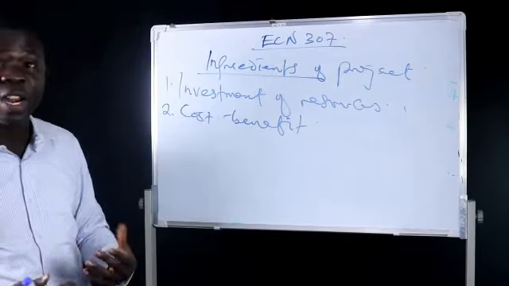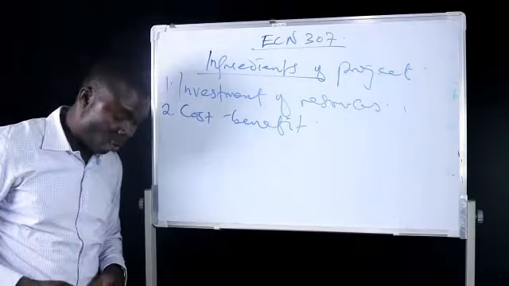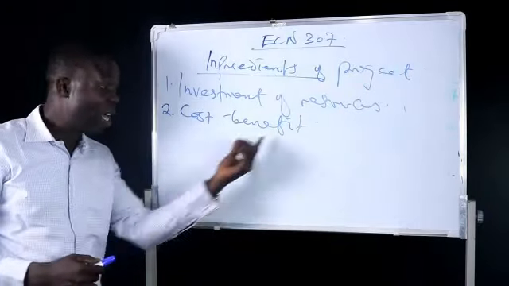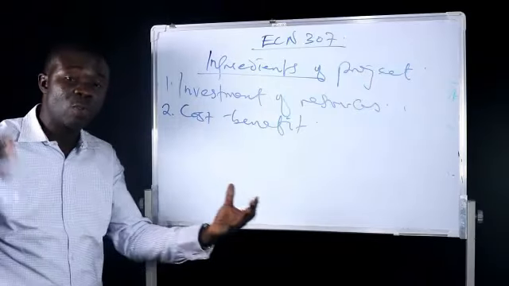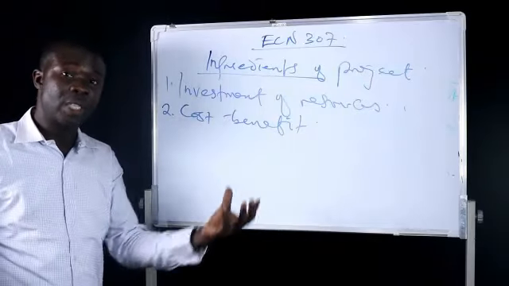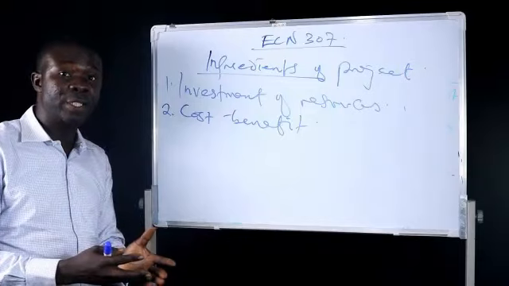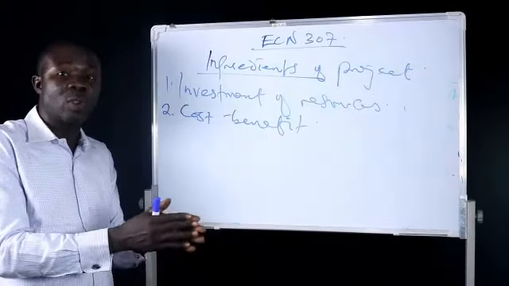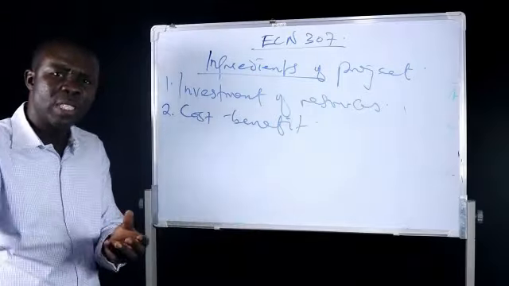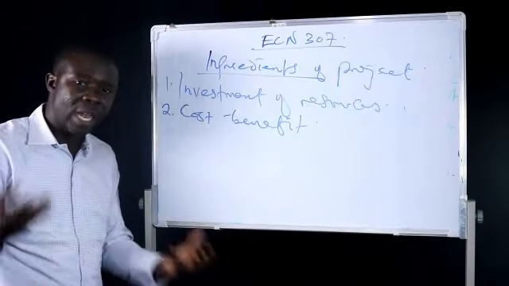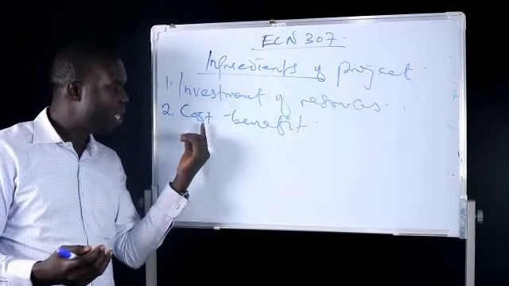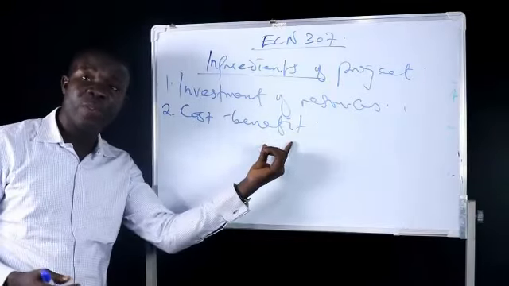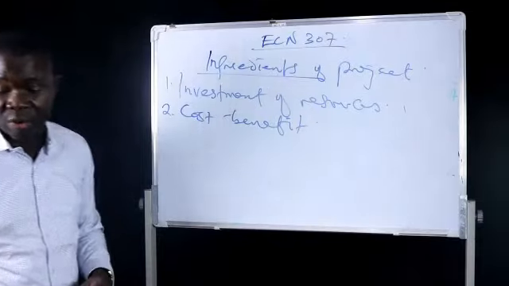That's why economists are very, very careful, because we don't waste. We have to minimize our cost in order to have the maximum benefit. So that's why we have to weigh the project before we invest our resources in it. We look at it critically. This thing, is it worth investing so much in? And look at the benefits that are going to accrue to it. So we'll look at the two. If the benefit is more than the cost, we'll go ahead and invest our resources. But if the cost is more than the benefit, then it means it's not viable.